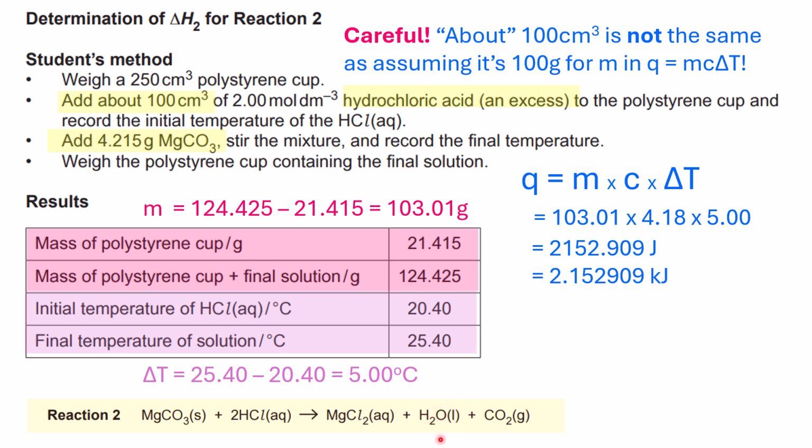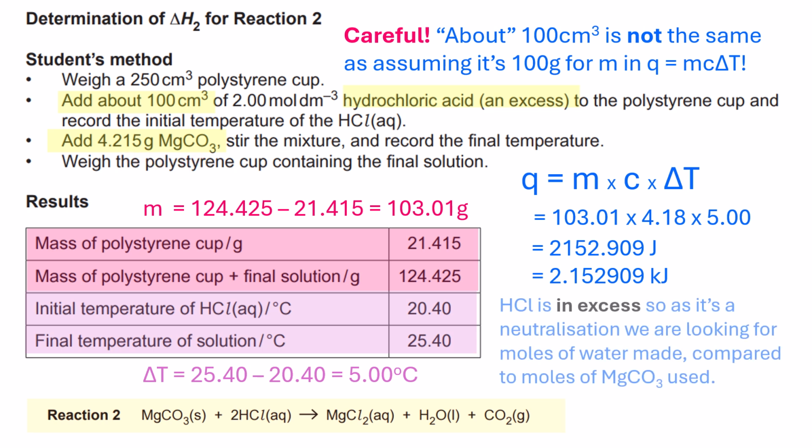So here's where there could be a slight trap. If you were to go for working out the number of moles of HCl, you'd be applying a 2-to-1 mole ratio. If you're going for using the number of moles of MgCO3, you'd be going for a 1-to-1 mole ratio. So which one is it? The clue lies in the fact that hydrochloric acid is in excess. So therefore the limiting reagent, and therefore the reagent that controls how much water is made, is the 4.215 grams of magnesium carbonate.